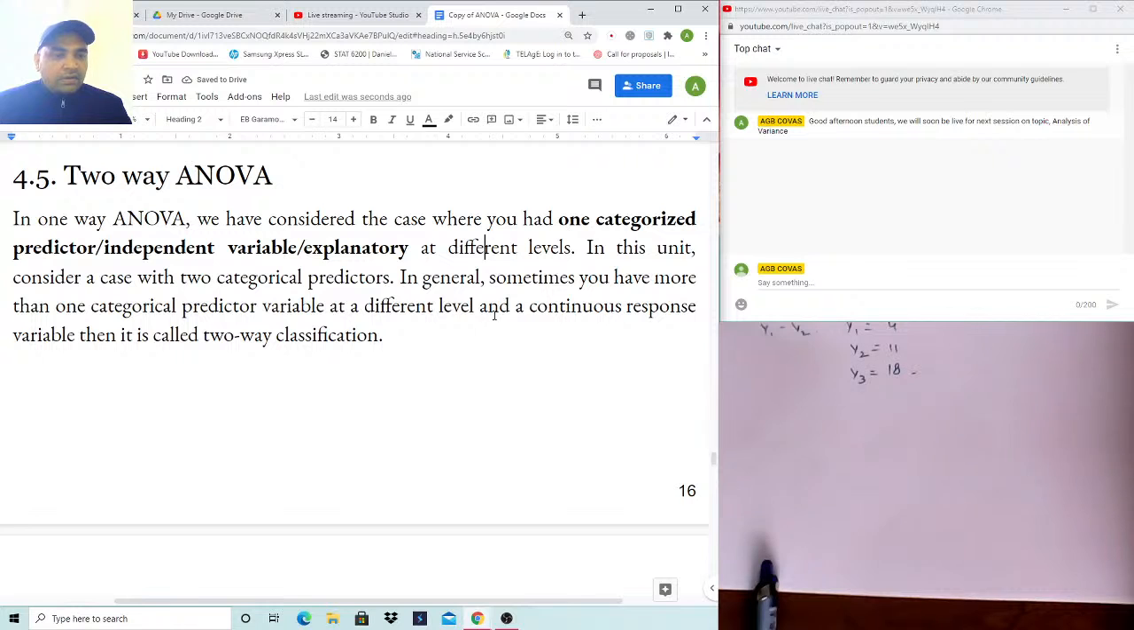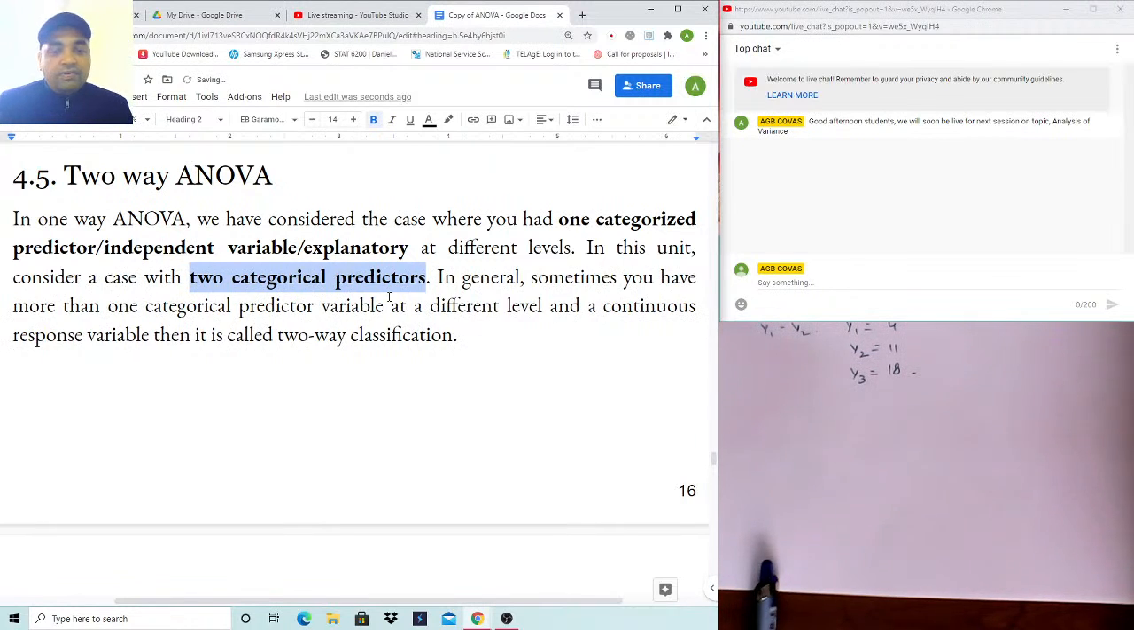So now in this particular unit, consider a case with two categorical predictors. If we have two predictors instead of one, then we have to conduct the two-way ANOVA. If we have three predictors, then we have to conduct three-way ANOVA. If we have four predictors, then four-way ANOVA. So we will do up to two-way ANOVA. In general, sometimes you have more than one categorical predictor variable at different levels and a continuous response variable, then it is called two-way classification, right?